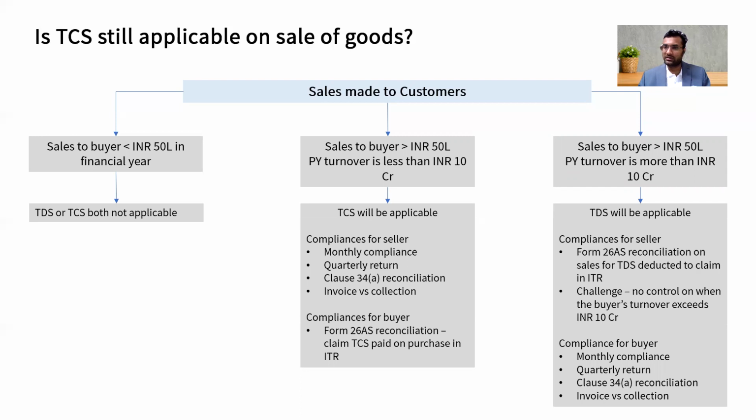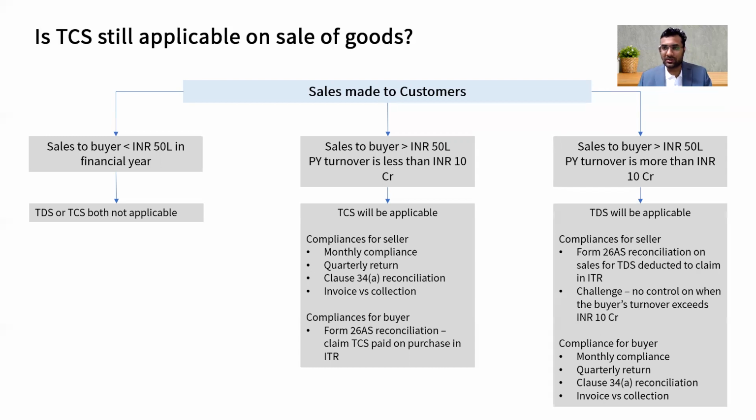And in case the seller is non-compliant under section 206AB, 206CCA applies at the rate of 5%, which we discussed in the earlier slide. Now, what are the compliances for a seller? Thinking from a seller's perspective, I have to download Form 26AS and do the reconciliation to claim my tax deducted at source in my ITR. But there's a challenge here: how do I know whether the buyer's turnover exceeds 10 crores? This is a practical challenge which we will discuss in the next slide.